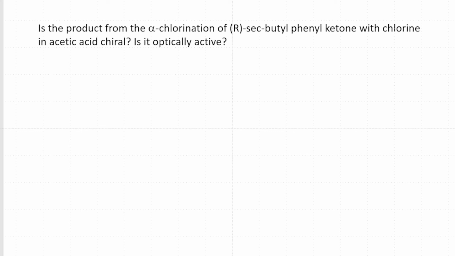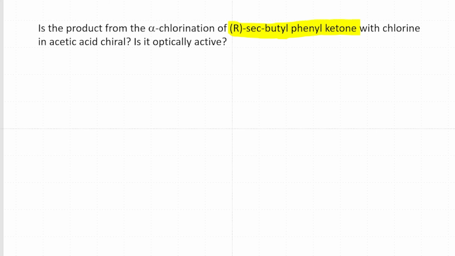The next question is the product from alpha chlorination of (R)-sec-butyl phenyl ketone with chlorine in acetic acid. Is it chiral, is it optically active? This question can be broken down into two parts. The first part is the identification of this compound, and the second part is the product of alpha chlorination. The first thing to do is to write out the structure and then assign the stereochemistry. My suggestion would be that you spend some time, and once you write the structure out, assign the stereochemistry as R or S, and then move forward with the R isomer.